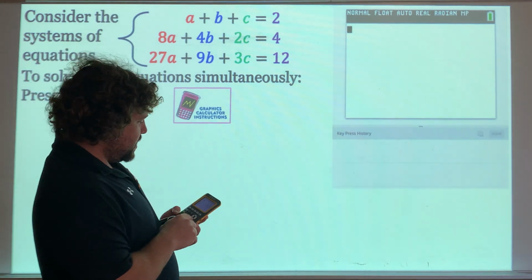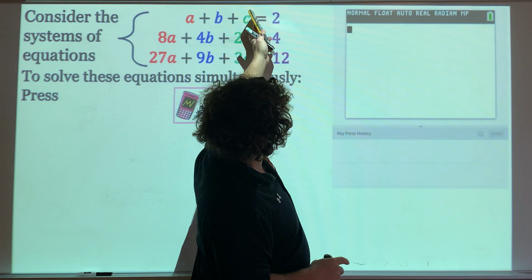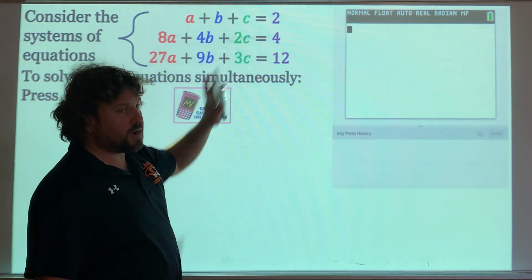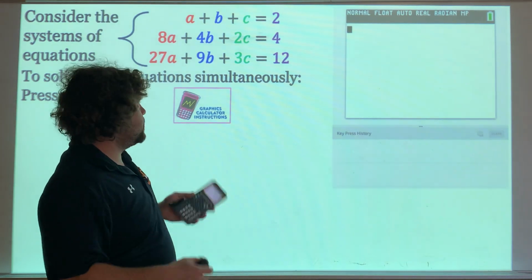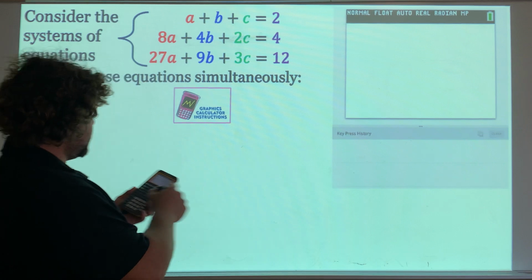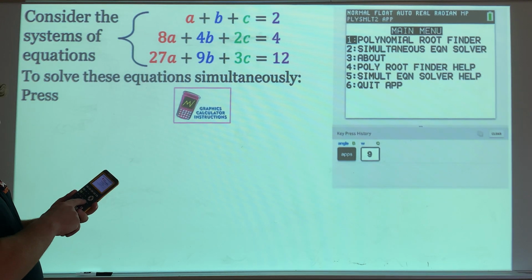Now what I'm going to do is, I blew up my screen here, and I'm going to actually show you how to plug this into your calculator so it tells you what a, b, and c are. And then we're going to find out some other things later. All right, so here we go. First thing, turn on your calculator. So we turn on our calculator with the on button. All right.